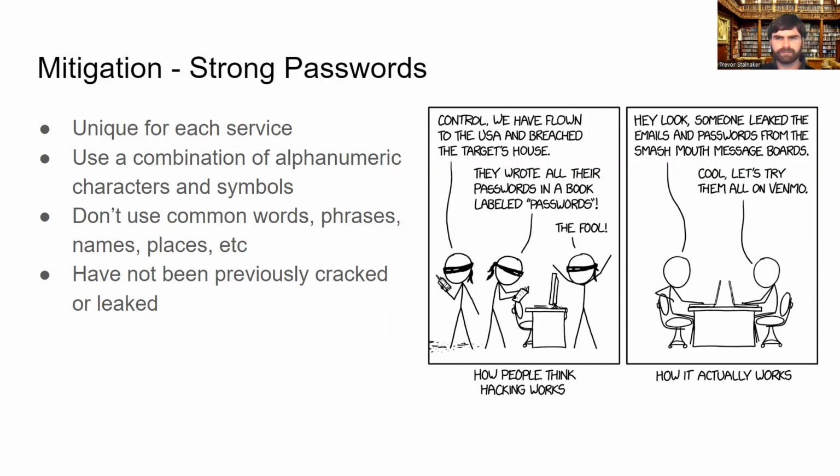So you want, especially for sensitive accounts, you want to be using different passwords for each one. These passwords that you have, you want them to be a combination of different alphanumeric characters. There should be both uppercase and lowercase, and you want to include symbols. And whatever you do, do not include common words, phrases, names, and places, which we saw was very common from Troy Hunt's article and the data that we looked at.